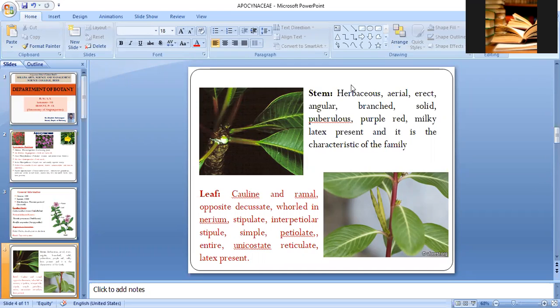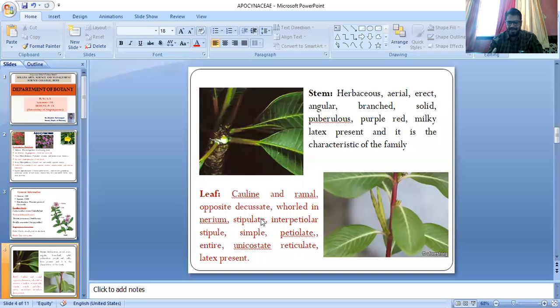हाँ अभी आ रही है सर. Now we have to see the leaves are stipulate leaf. What is stipule? Stipules are nothing but a small leaf-like organ present at the base of the leaf. If stipule is present, the leaf is stipulate leaf, and if stipule is absent, the leaf is exstipulate leaf.